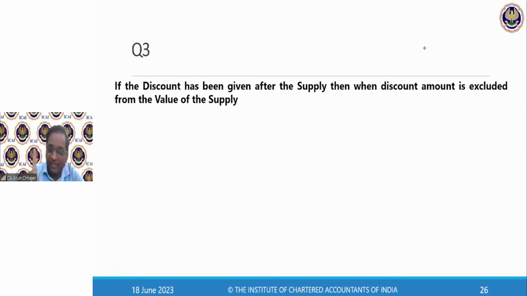Correct. First, there has to be the agreement. Please write on or before the supply. Do not write any other word. Second, it should be linked to the relevant invoice. Third, the recipient has reversed the ITC. Then the discount amount should be excluded from the value in case of the post sale or post supply discount.